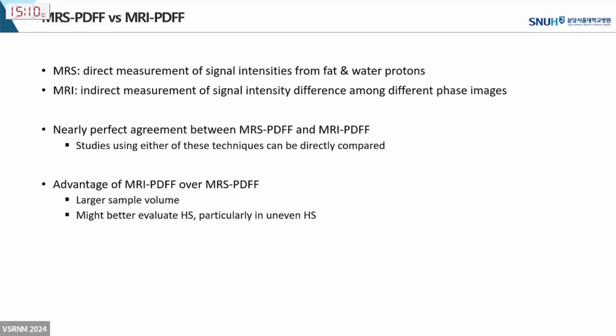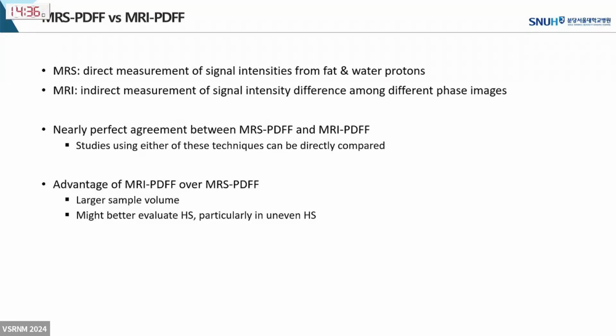When you compare MR spectroscopy PDFF and MRI PDFF, MR spectroscopy directly measures fat, whereas MRI indirectly measures fat. Compared to MRS PDFF, MRI PDFF has a potential advantage of its large sample volume that might better represent the degree of hepatic steatosis. After all, MRS PDFF and MRI PDFF have a nearly perfect agreement, and both are widely accepted non-invasive methods for evaluating hepatic steatosis.